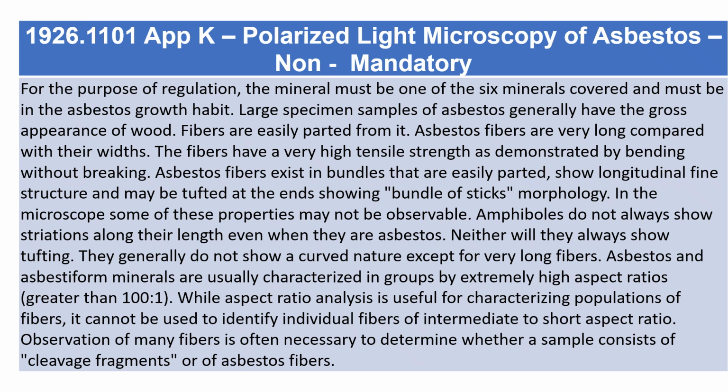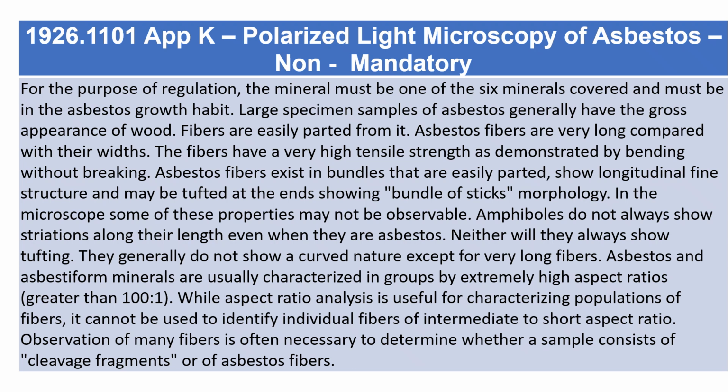In the microscope, some of these properties may not be observable. Amphiboles do not always show striations along their length even when they are asbestos. Neither will they always show tufting. They generally do not show a curved nature except for very long fibers. Asbestos and asbestiform minerals are usually characterized in groups by extremely high aspect ratios, greater than 100:1. While aspect ratio analysis is useful for characterizing populations of fibers, it cannot be used to identify individual fibers of intermediate to short aspect ratio.